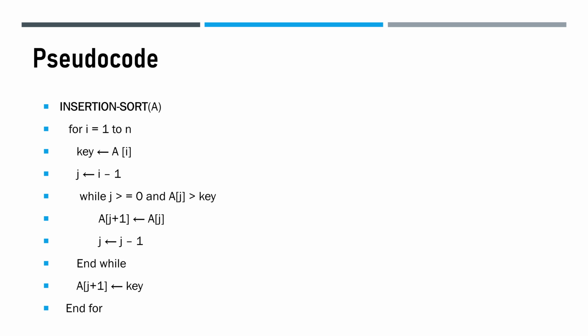Now this is the pseudocode of insertion sort. First, we will make a for loop from 1 to n. We'll keep A[i] into key and we will iterate j from i minus 1. We'll make a while loop with j greater than or equal to 0 and A[j] greater than key. We'll keep A[j] into A[j+1] and we will decrement j. We'll keep this while loop going until the condition fails, and at the end we will keep the key value in A[j+1], and this will end the for loop.